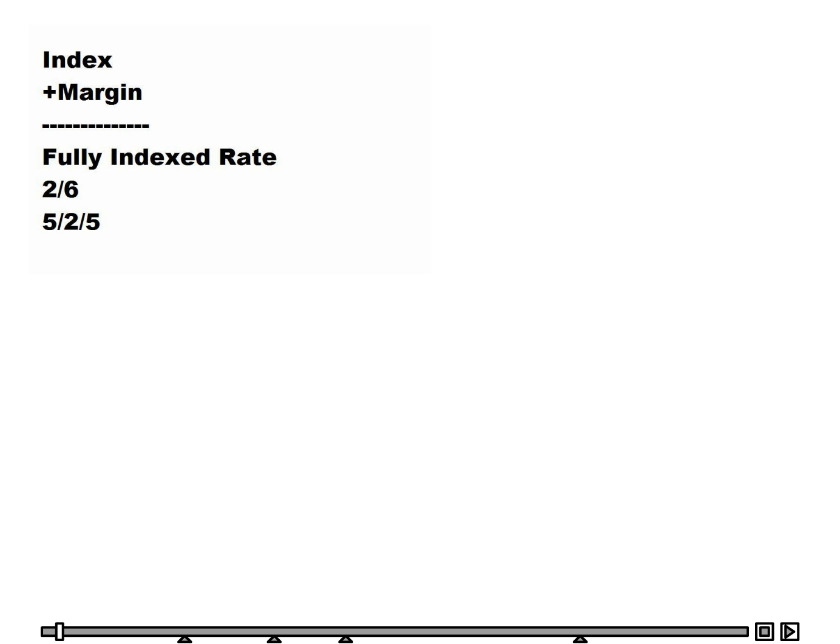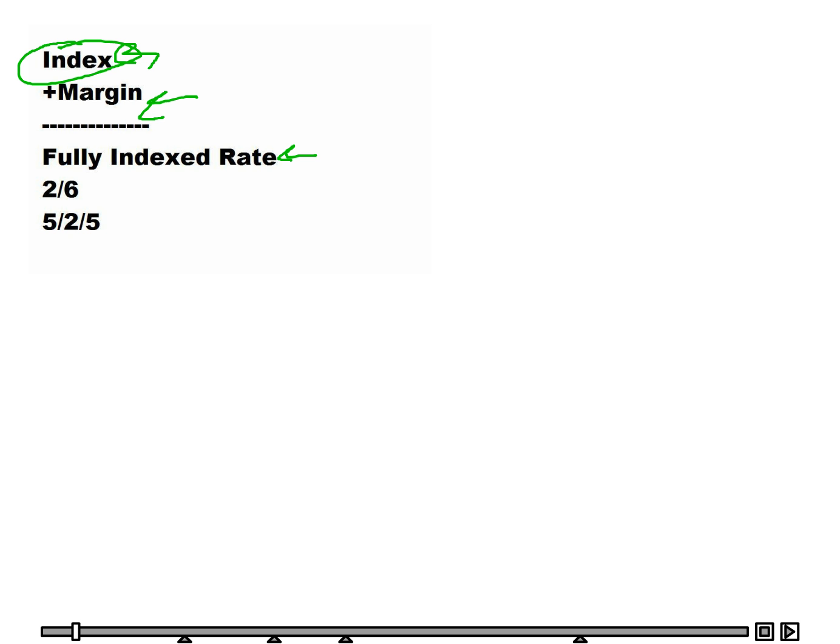Now, in this equation right here, the index is the actual variable part. That's the part that changes over the life of the loan. The margin is actually set at the time of closing by the lender. Once the loan is closed, the margin does not change over the life of the loan. It's the index that varies or adjusts, which therefore causes the fully indexed rate to adjust.